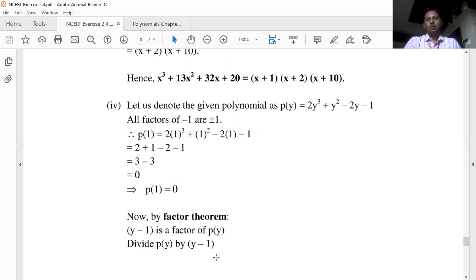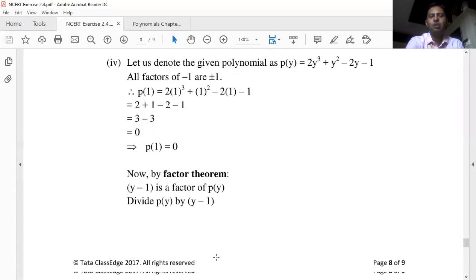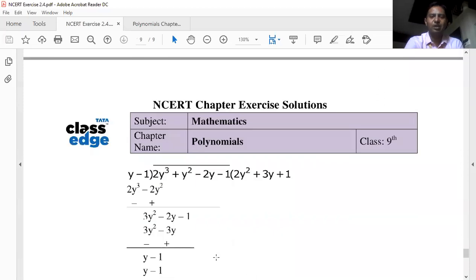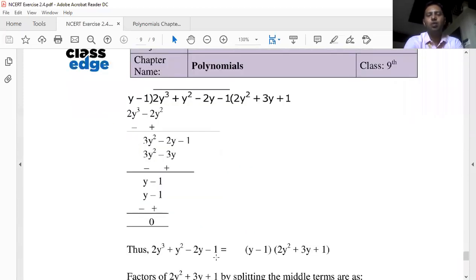Plus 1 and minus 1 are the factors of this minus 1. So we'll substitute p of 1. P of 1 is equal to 0. Then y minus 1 will be a factor of the given polynomial. While dividing the given polynomial by y minus 1, we'll get the quotient as 2y square plus 3y plus 1.